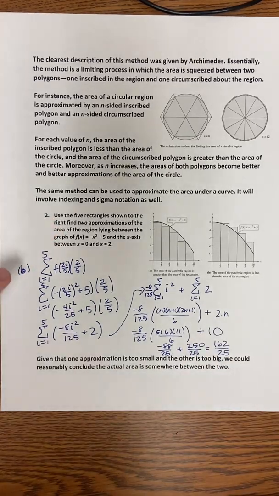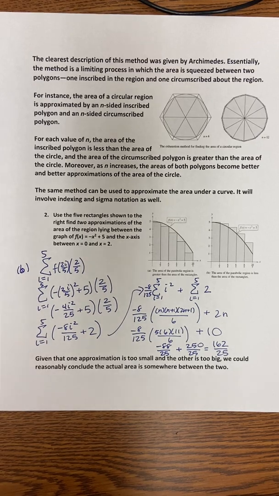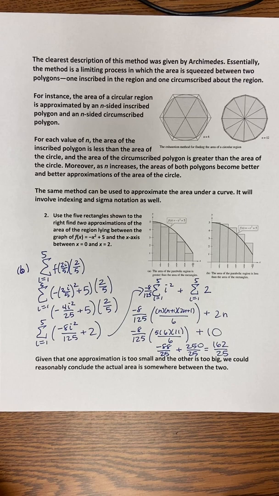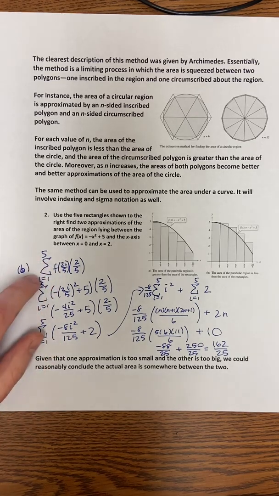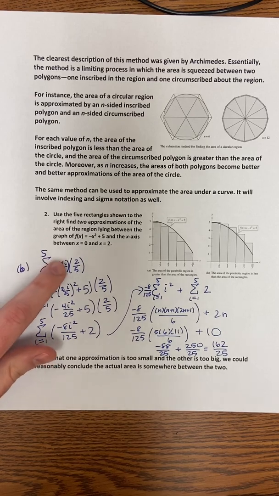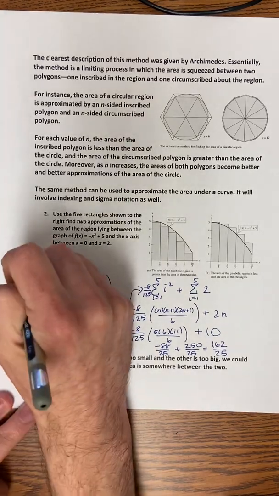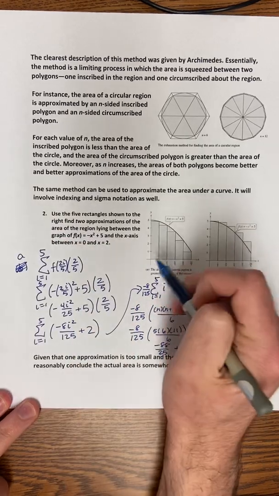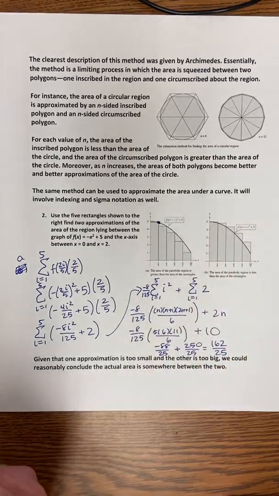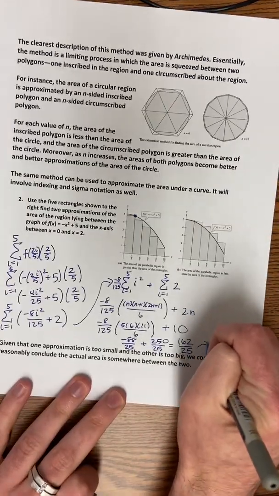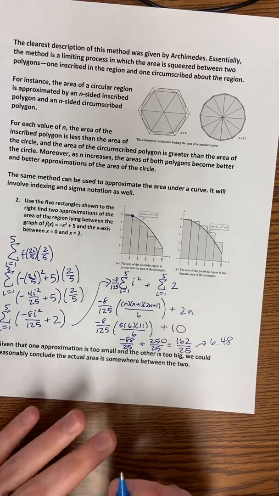So which one is this? This is one of my approximations of the size. How do I know which one it is versus the one that it's not? Again, I'm looking at f of 2i over 5 from 1 to 5, which means my first one is when i is 1. So if you're not sure which one you're doing, the first one is when i is 1. Which one of these heights is measured at 2/5? It's actually the right side of this. So this is the lower estimation, and as a decimal approximation, this is 6.48.